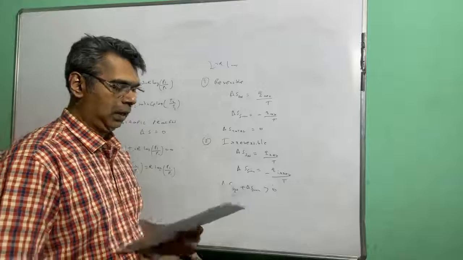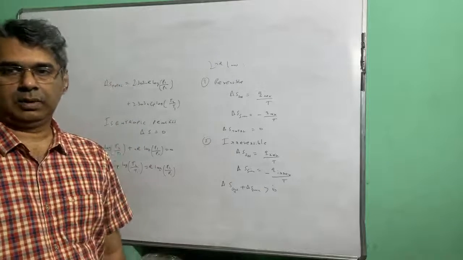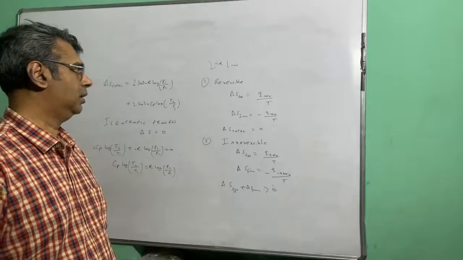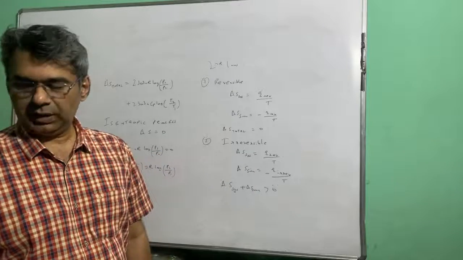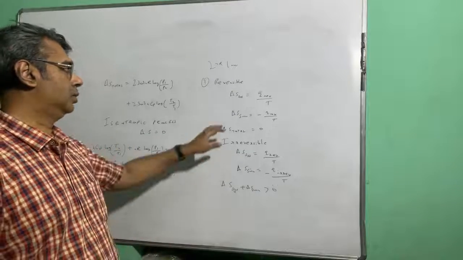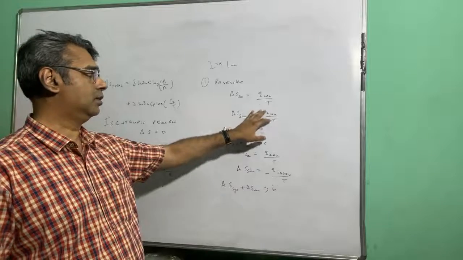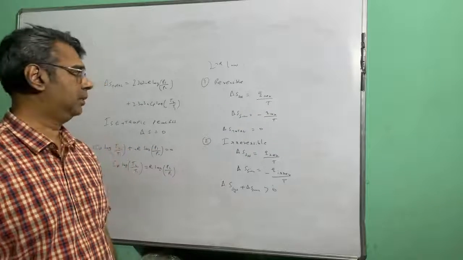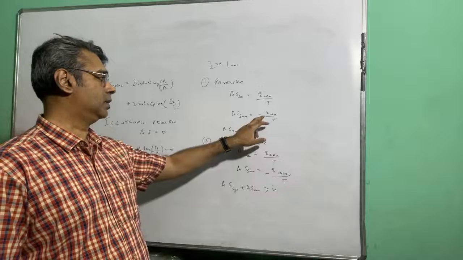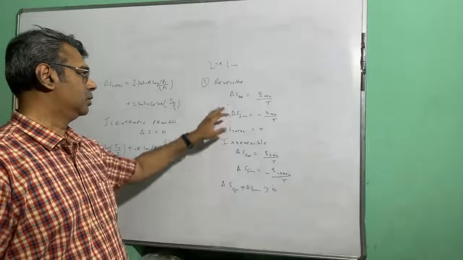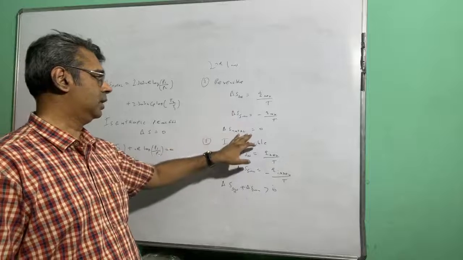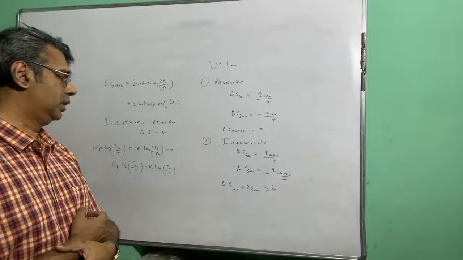Okay, now we come to the second law of thermodynamics. What does the second law of thermodynamics say? Suppose a system is going from state 1 to state 2 reversibly. So the change in entropy of the system is reversible heat supplied by temperature. The change in entropy of the surrounding is minus the reversible heat supplied by temperature. So the total entropy change is this plus this, that is equal to 0.